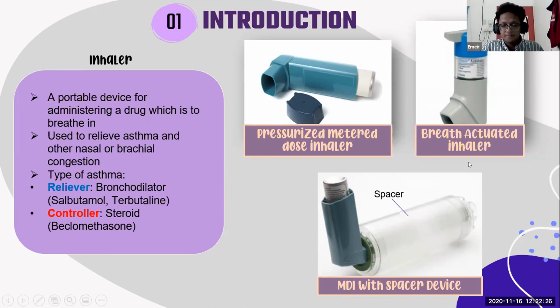Second is the breath-actuated inhaler. It is an alternative to the standard MDI. Breath-actuated inhalers are called dry powder inhalers. This type of inhaler doesn't contain pressurized inactive gas like the pressurized metered dose inhaler to propel medicine. So the patient doesn't need to push the canister to release the dose; instead, it is triggered by breathing deeply through the mouthpiece. And the last one is the MDI with spacer device. This is basically an inhaler such as MDI, which is attached to the spacer device.